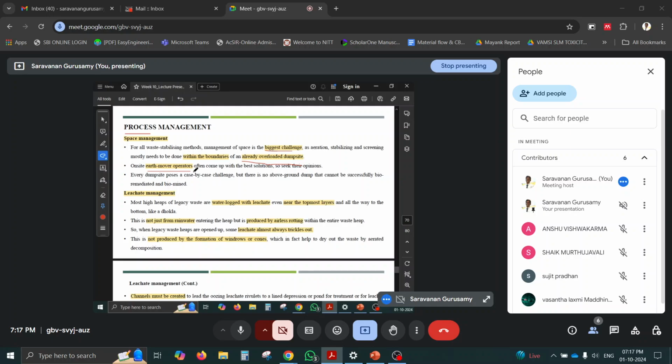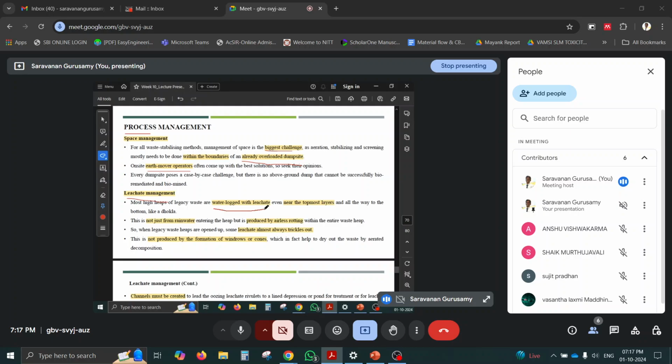They will have a proper transport mechanism. They will easily climb to the higher elevation. They can do excavation. So we have to demarcate a smaller space for parking this equipment. Then leachate management is the second problem.